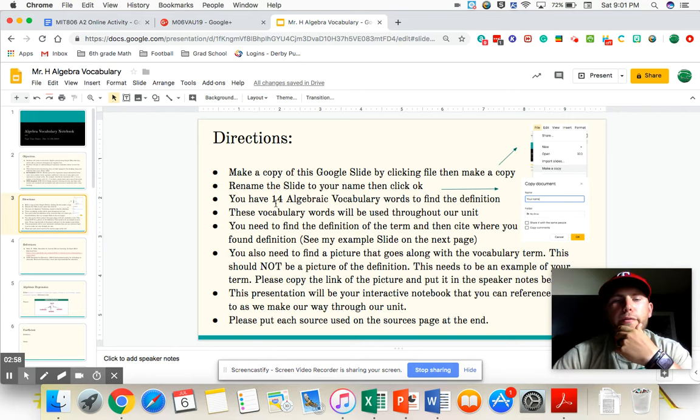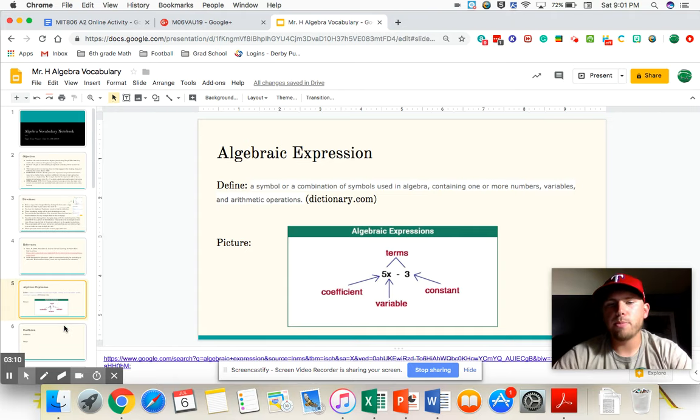So they're going to have 14 algebraic vocabulary words to find the definition of. These vocab words will be used throughout the unit, and so what they're going to do is get a slide. So here's my example slide. I give them the vocab word that I want them to look up, and then there's two steps. They need to define the vocab word, then they need to get a picture. So they're going to have to go on to dictionary.com or Google and click into a link. They're going to have to do some searching to figure out all the definitions of this.